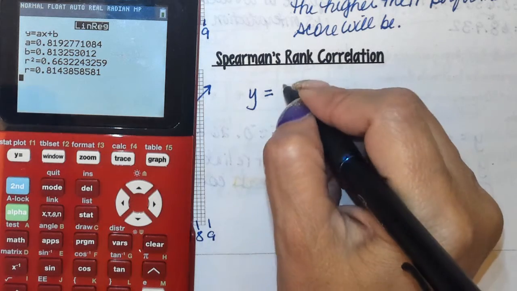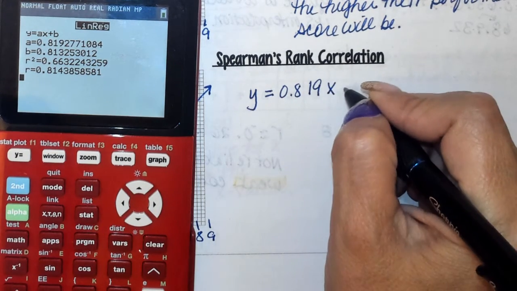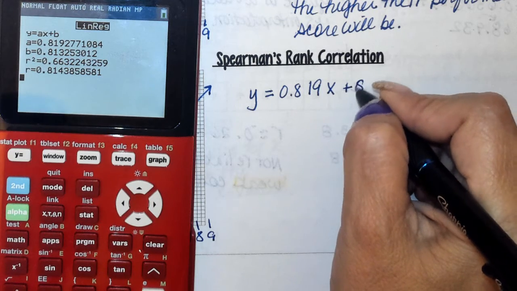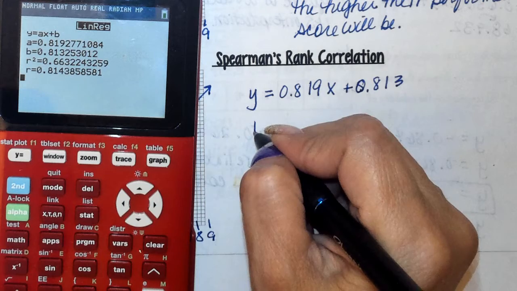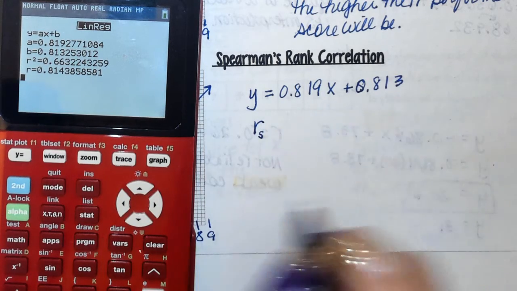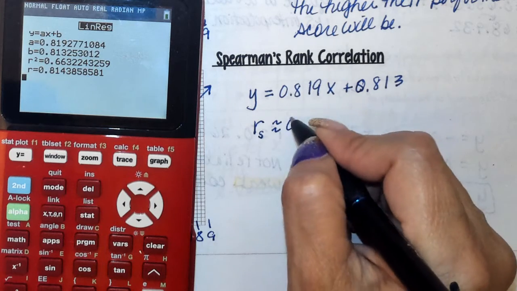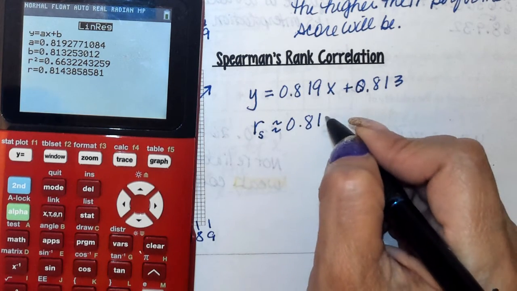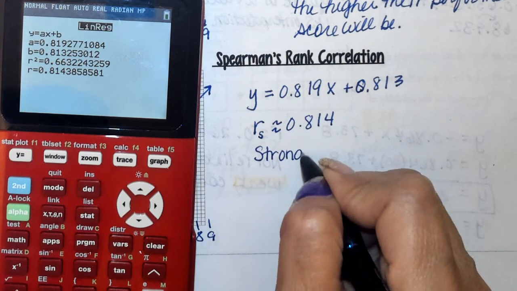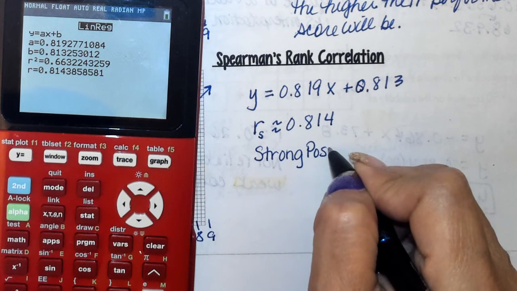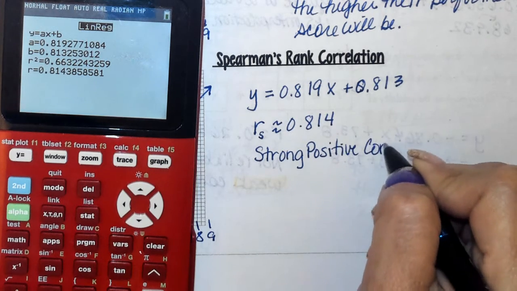We got y equals 0.819x plus 0.813. And we got that r sub s. The s just denotes that you just found Spearman's. It is 0.81, we'll put 4, which we're going to say is a very strong, rule still follows the same, positive correlation.